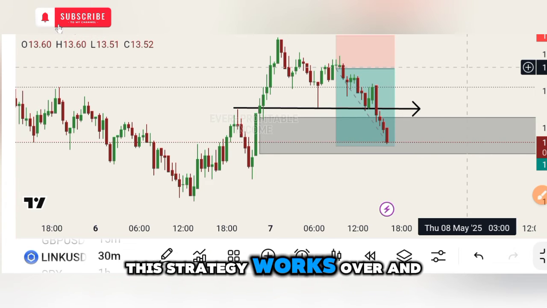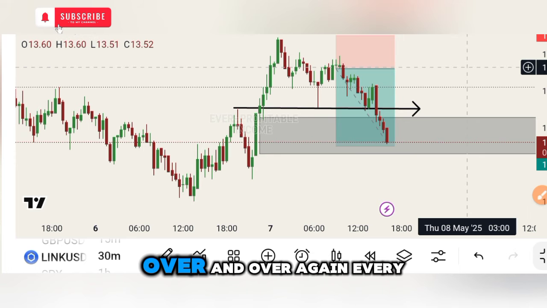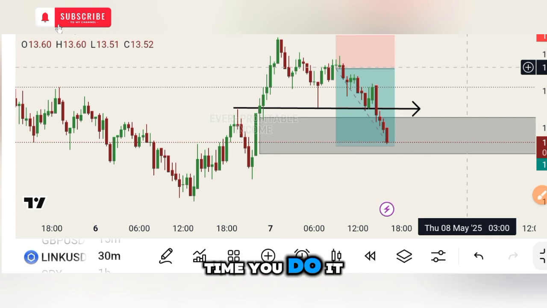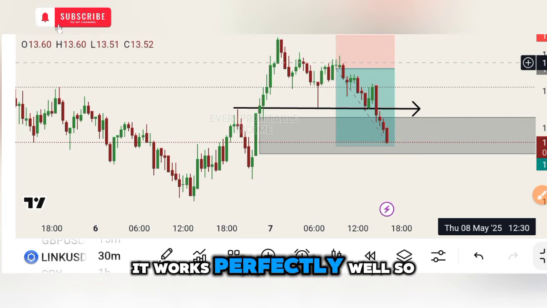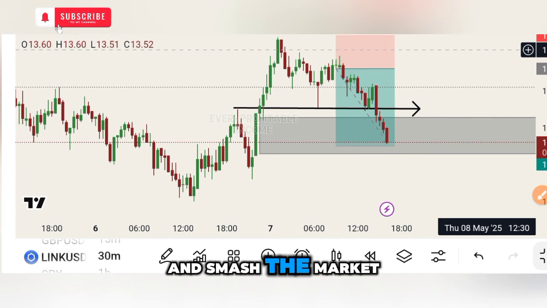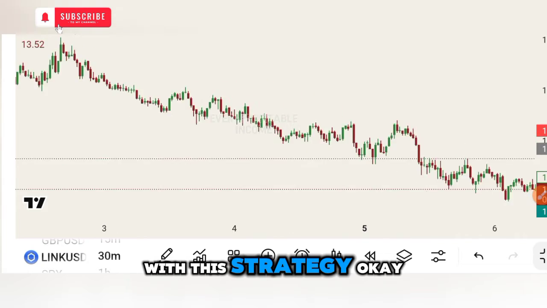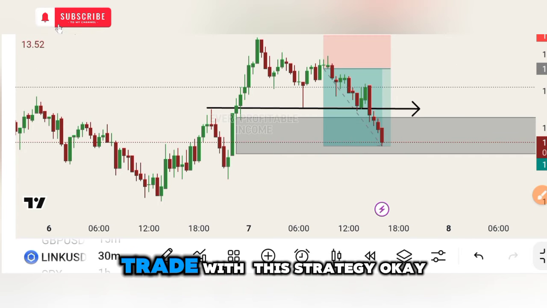This strategy works over and over again. Every time you do it, it works perfectly well. So I want you to go and smash the market with this strategy. Okay, this is one way you can trade with this strategy.